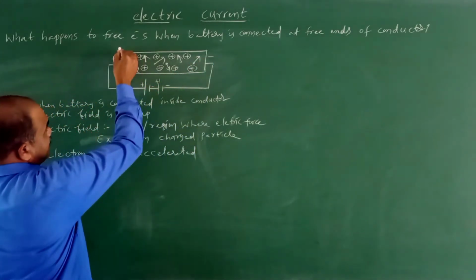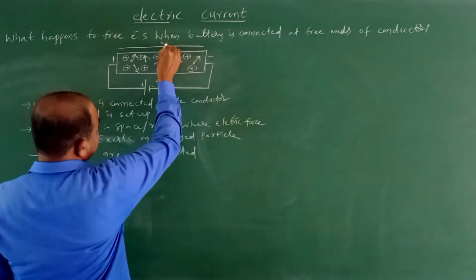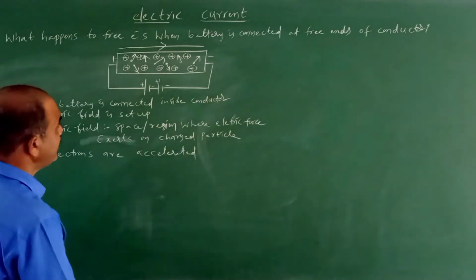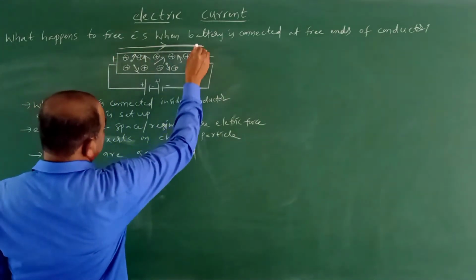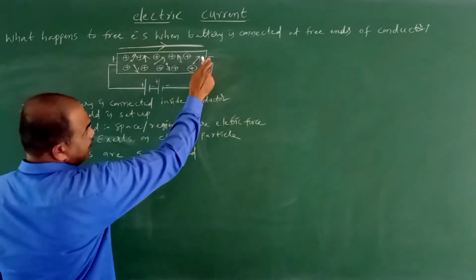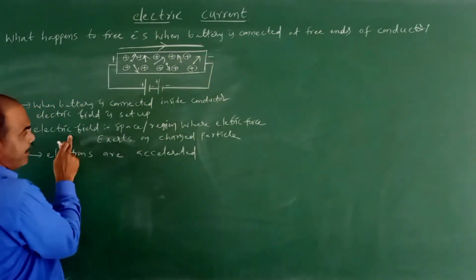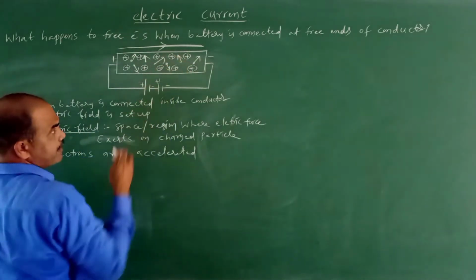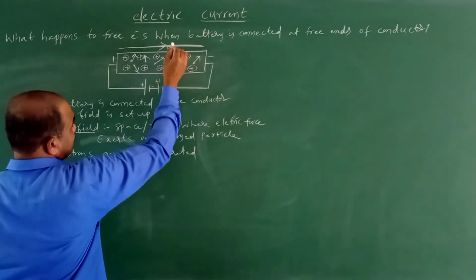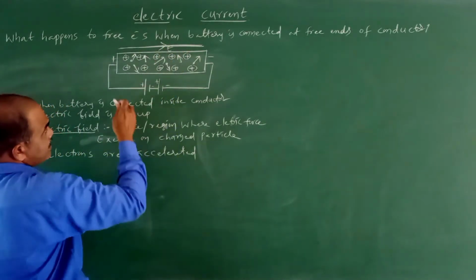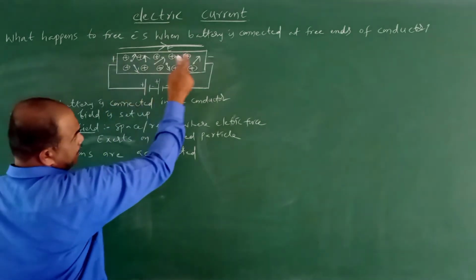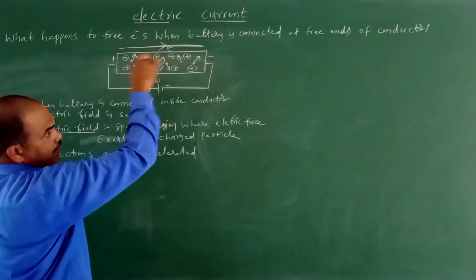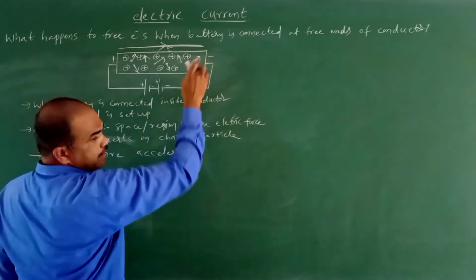Consider the direction of the electric field, which is always from the positive side to the negative side. What is the direction of the electric field inside the conductor? It is from the positive to the negative. The electric field can be represented with the letter E. Its direction is from positive to negative because this end becomes positive and this end becomes negative.